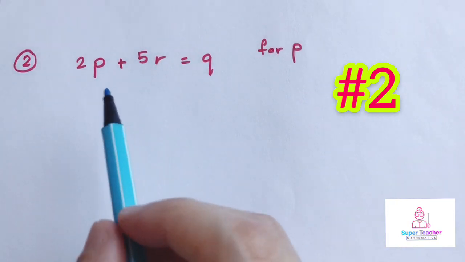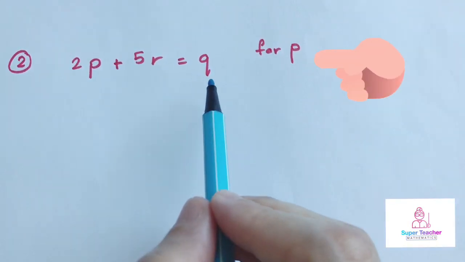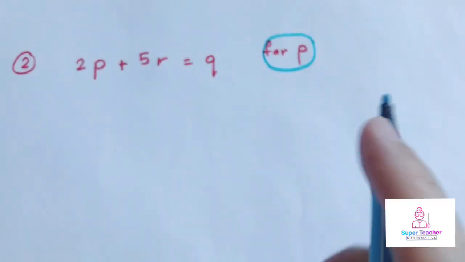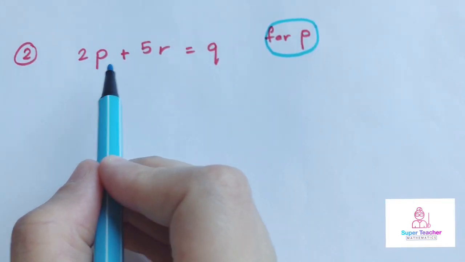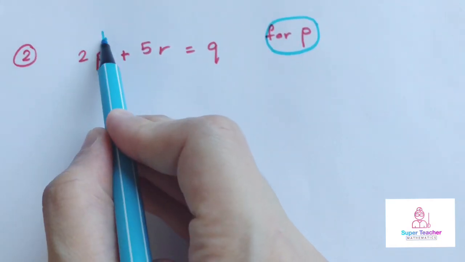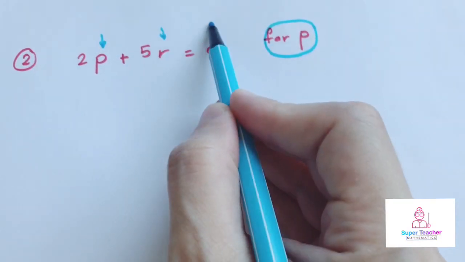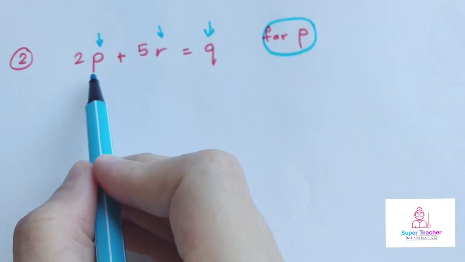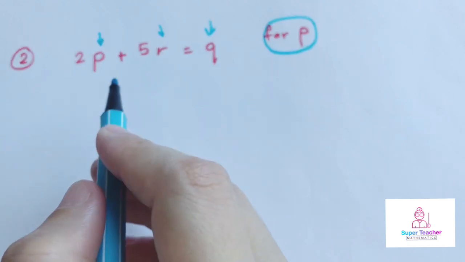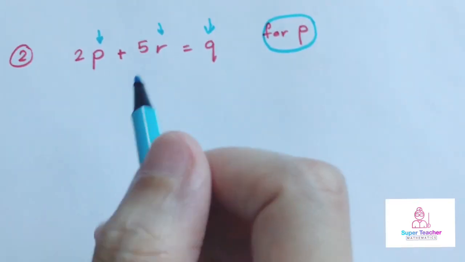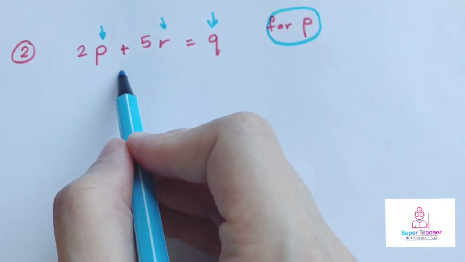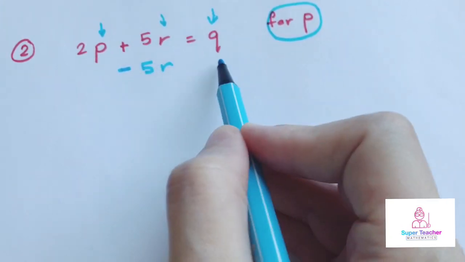Question 2, 2b plus 5r equals q, for b. So this is the indicated variable, that is b. I want to keep the b alone. We have 2b plus 5r equals q. So how many variables do we have? We have b, we have r, we have q. But I want to keep this variable alone. We have 5r on the same side, so I'm going to take it to the other side. How am I going to take it to the other side? The inverse of plus 5r is negative 5r, on both sides.